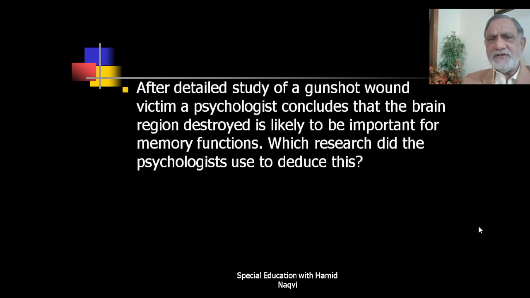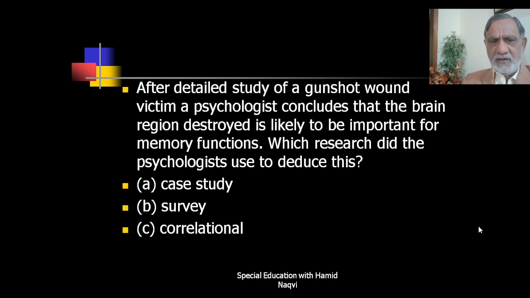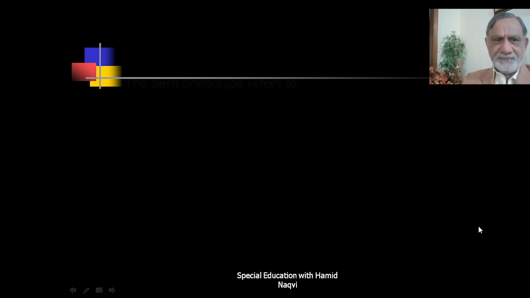After detailed study of a gunshot wound victim, a psychologist concludes that the brain region destroyed is likely to be important for memory functions. Which research method did the psychologist use to deduce this? Case study, survey, correlational, or experimental? It is the first one, that is case study.